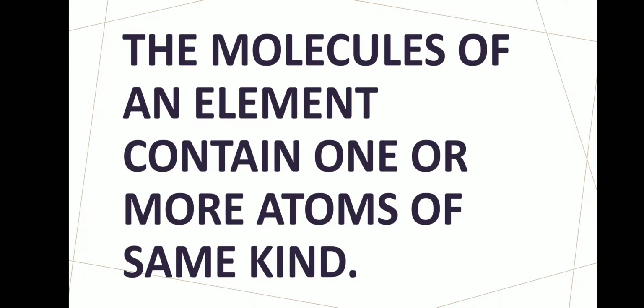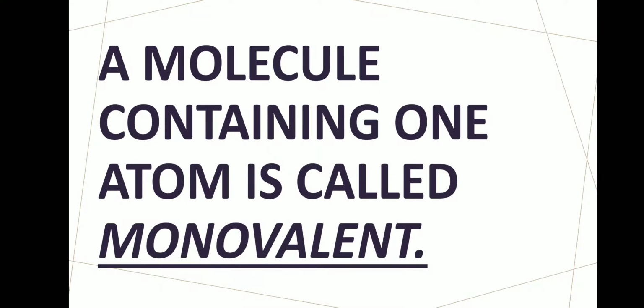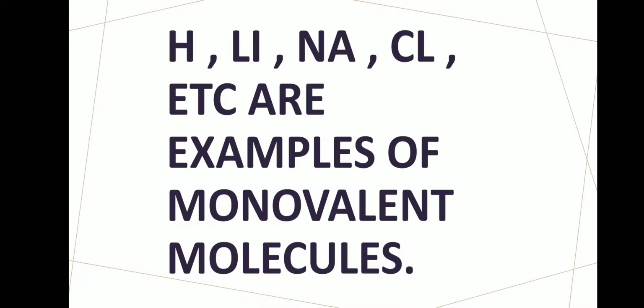The molecules of an element contain one or more atoms of same kind. A molecule containing one atom is called monovalent. Mono in Greek means one. So one atom, monovalent. Hydrogen, lithium, sodium, chlorine, etc. are examples of monovalent molecules.